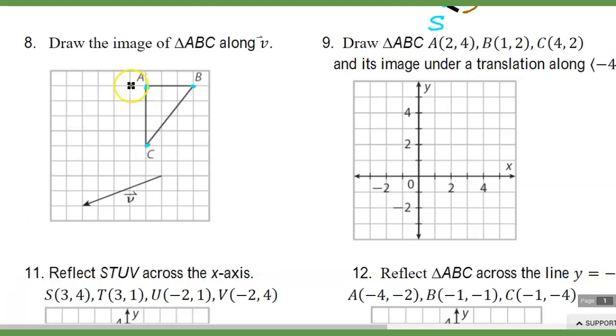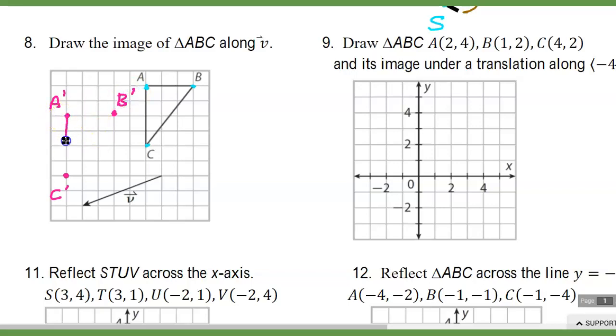So left 5, 1, 2, 3, 4, 5, down 2, 1, 2. This is A prime. Okay, 1, 2, 3, 4, 5. Down 2, 1, 2. There's C prime. And then lastly, 1, 2, 3, 4, 5, and down 2, 1, 2. There's B prime.